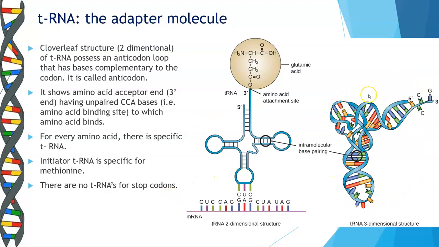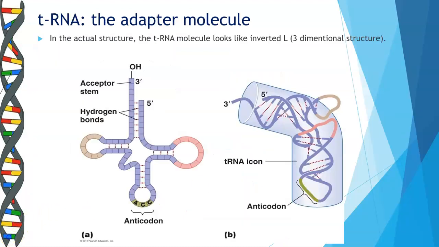This is the three-dimensional view of your transfer RNA molecule. Again, students, the actual structure of your tRNA molecule looks like an inverted L when it's in its three-dimensional form. Here I've put for you the two-dimensional view as well as the three-dimensional view. You can see this is the anticodon region in the two-dimensional view and this is the anticodon region in the three-dimensional view. It forms an inverted L-shaped structure. This is its free 3' CCA end, and this is the place where the amino acid is going to bind.